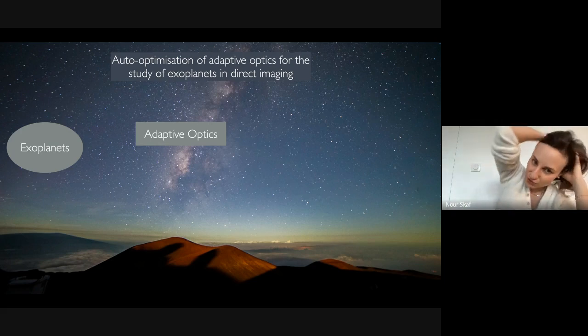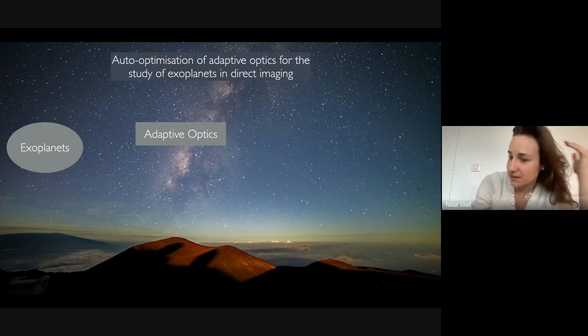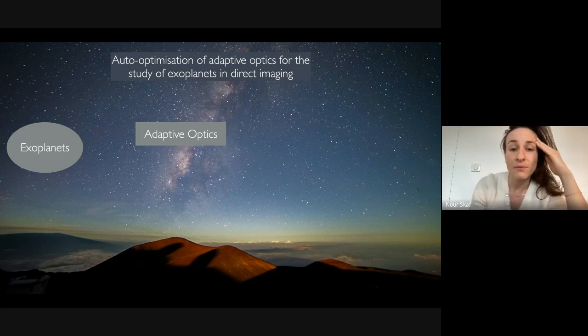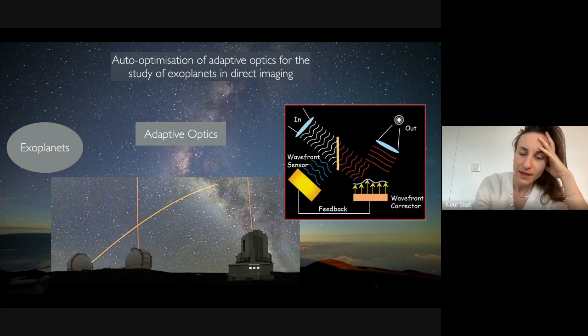Okay, so another introduction to something that I've been working on in my PhD, which is called adaptive optics. It's something that is necessary for observing exoplanets from the ground, from Earth. And here is an example of the Subaru Telescope on the right in Hawaii. Basically the main point is to correct for the Earth's atmosphere.